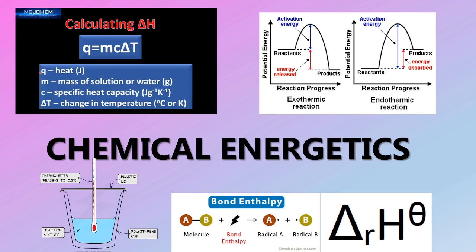Regarding the chemical energetics. For the calculation of delta H, one of the ways is Q equals mc delta T, and also this is delta H, the enthalpy change of reaction, delta HR.